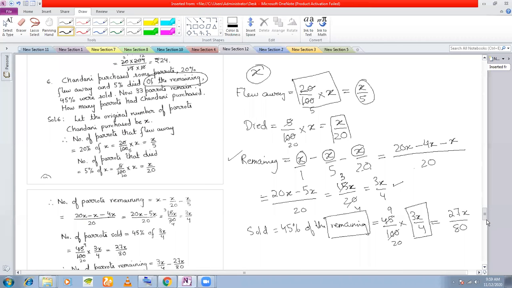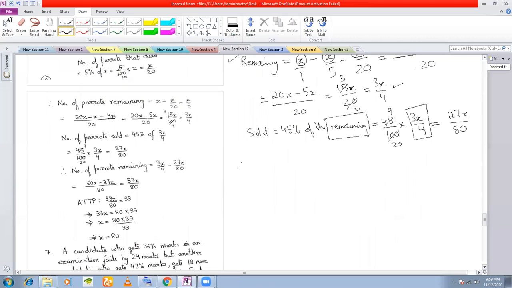Okay, and 33 parrots remain. So how many parrots now remain? Therefore, finally, number of parrots that remain. How many parrots were left initially? We were left with 3x by 4 parrots. And how many parrots were sold here? 27x by 80. So 27x by 80. This is finally the number of parrots that remain.